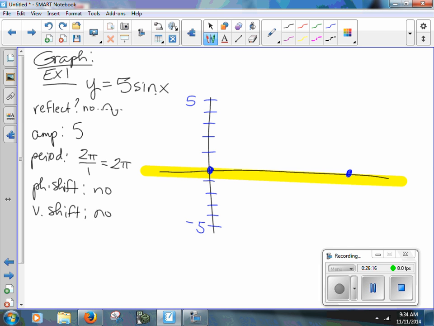Okay? So it starts here. My picture says it goes up first, so I'm going to go up to 5. I'm going to come back down, and then back up. Did you notice that I put my starting and my middle point? Make sure that when it crosses.